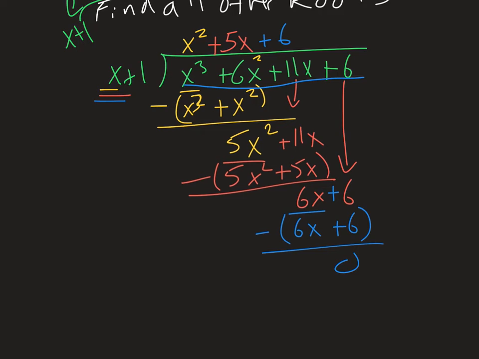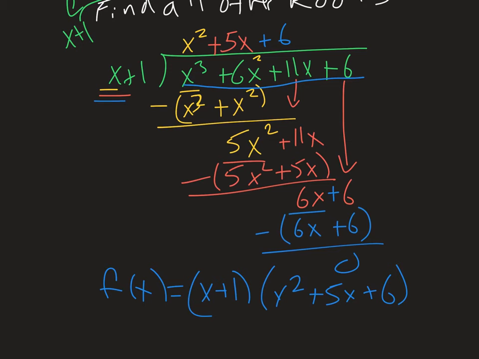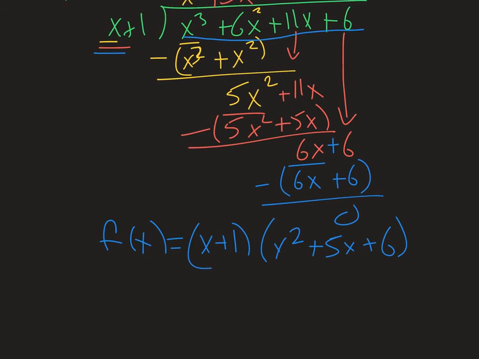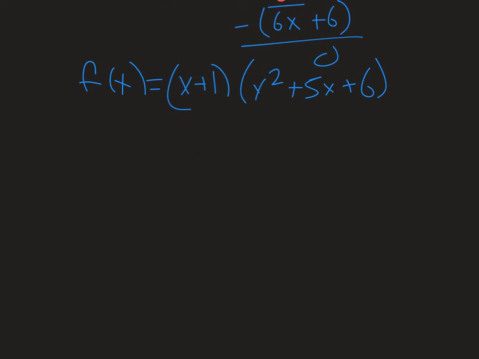So this would tell me f of x can now be written as x plus 1 in parentheses times x squared plus 5x plus 6. That would be, for all intents and purposes, our broken down cubic function. We've factored it to a linear expression times a quadratic expression. So now I'm going to look at the quadratic expression.